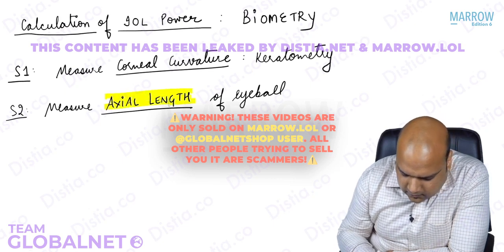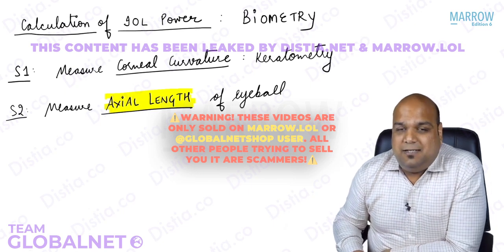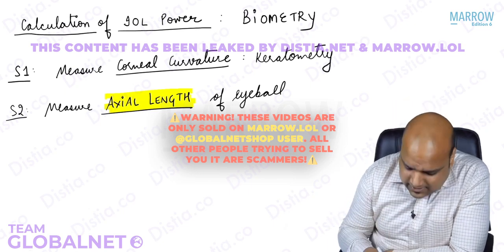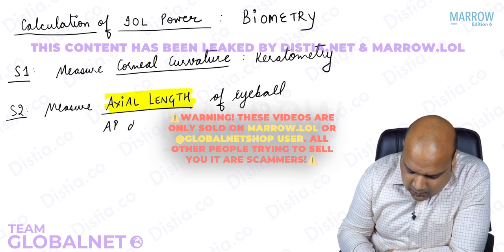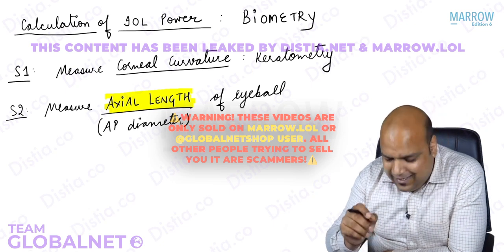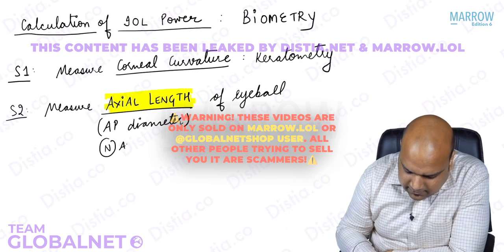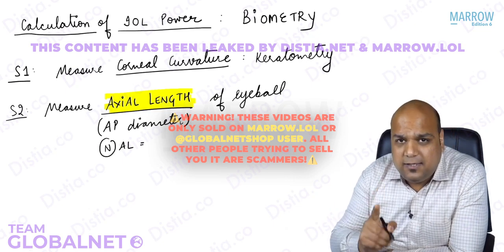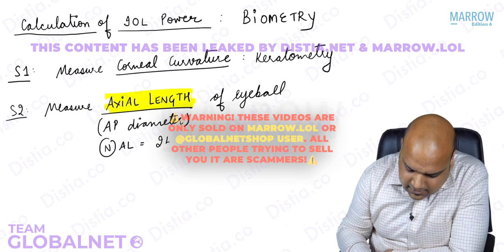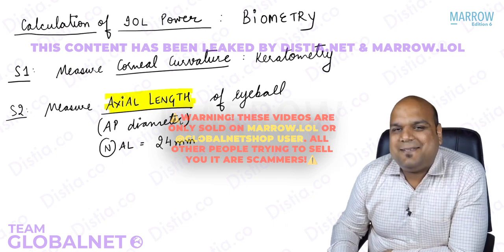Axial length of the eyeball. So my first question, what is the meaning of axial length? Yes, we all know axial length means anteroposterior diameter. Okay. But we are talking about the axial length of the whole eye. So what is the normal axial length? Anybody can tell me? Normal axial length is, yes, 2.4 centimeter, or I will rather say 24 millimeters.